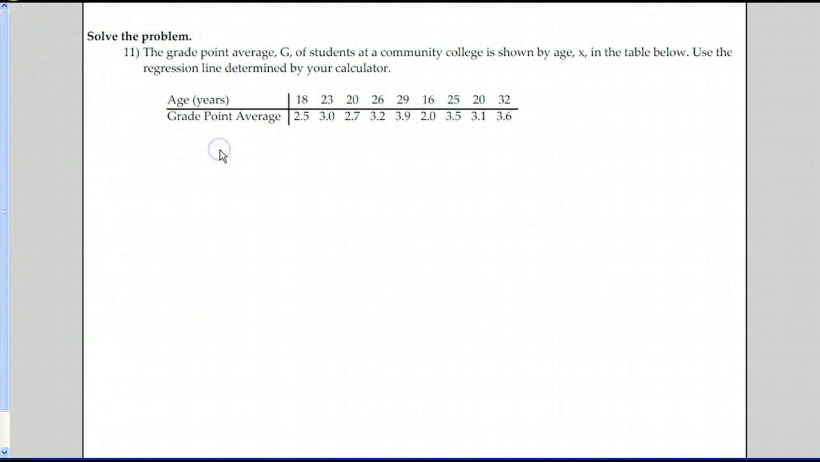Alright, regression. So I gave you the grade point average of students at some community college. This is their age, this is their GPA. Right? And we want to find the regression line determined by your calculator. That shouldn't say use, sorry, that should say find.